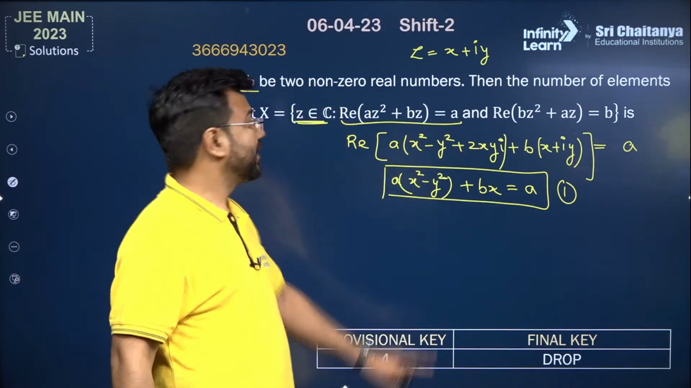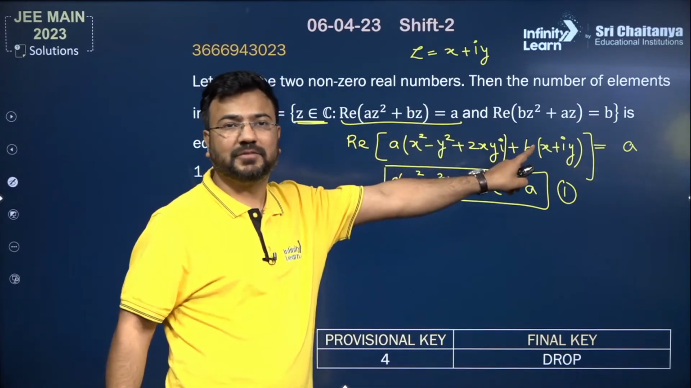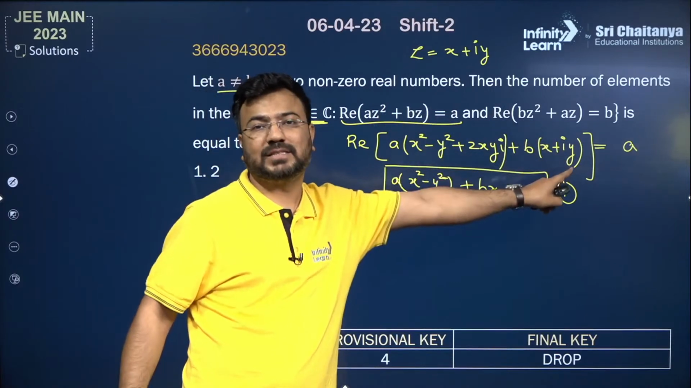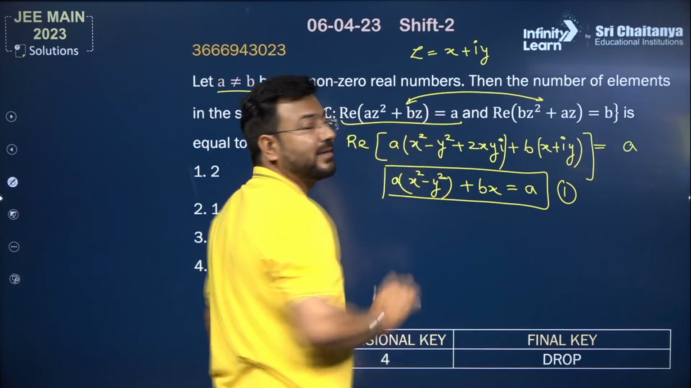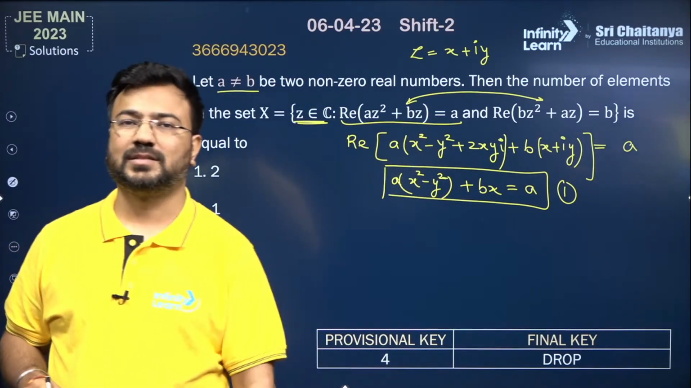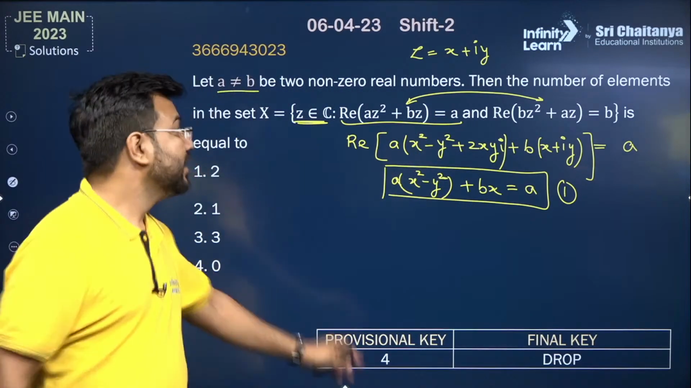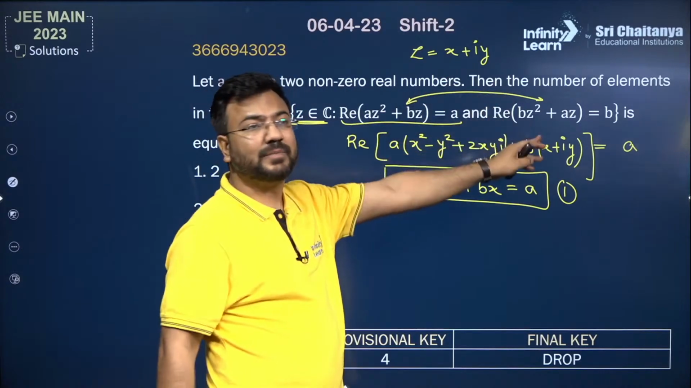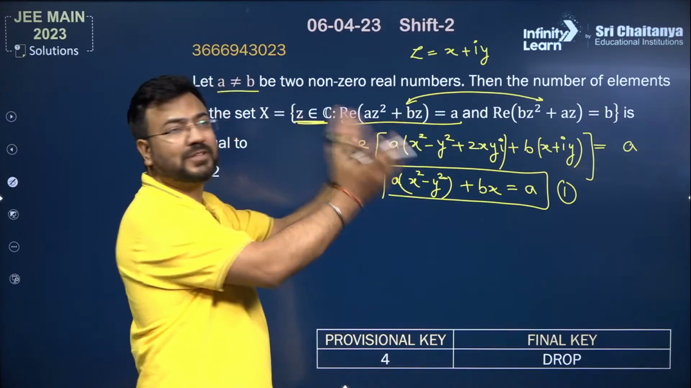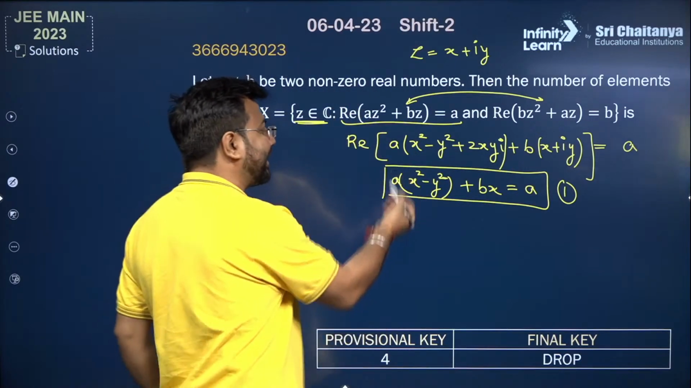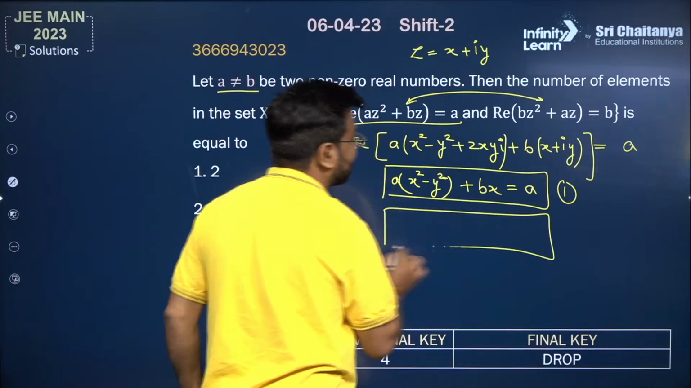In the same way, where A was written, they have replaced it with B, and where B was written, they have replaced it with A. Very little difference is there between the first equation and the second equation. So accordingly, with A replaced with B and B replaced with A, we will be creating the second equation. How will we be creating the second equation?